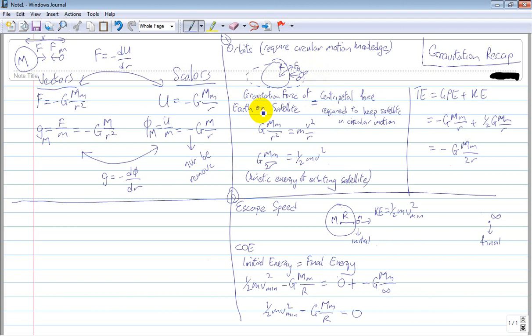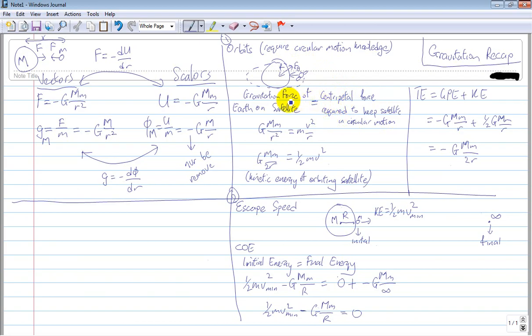The gravitational force of Earth on the satellite, which is this Fg here, is the force acting on the satellite, and it equals the centripetal force required to keep the satellite in circular motion. So this Fg is the centripetal force. They are the same thing, and that's the reason why you cannot draw Fc on the satellite again, because Fc is actually Fg.